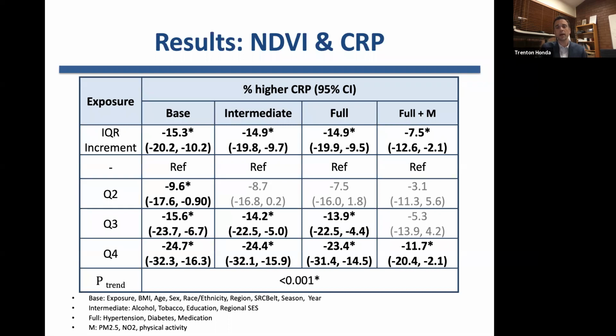And you can see that per IQR increment increase in NDVI, we see a significant decrease in percent CRP, with the full model having almost a 15% decrease in CRP, with a suggestion of a dose response curve based upon the P-for trend test. Now, the associations were rather significantly decreased when we included the potential mediators in the model, but we did still see an independent effect when we did this.